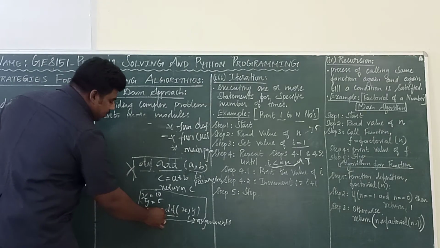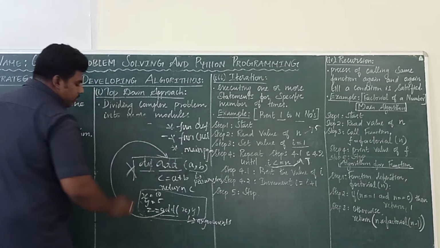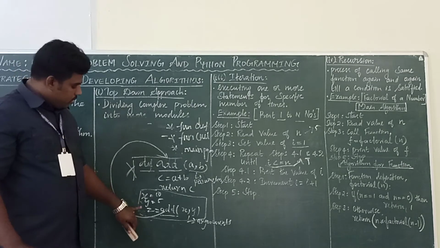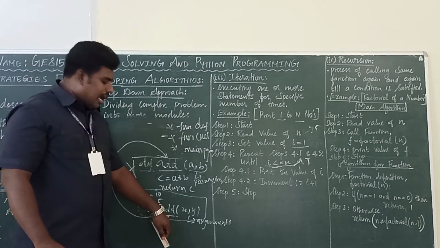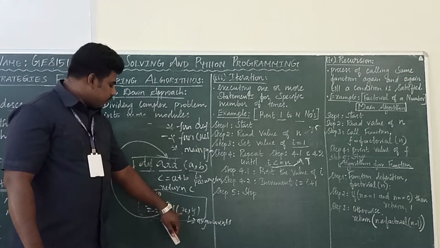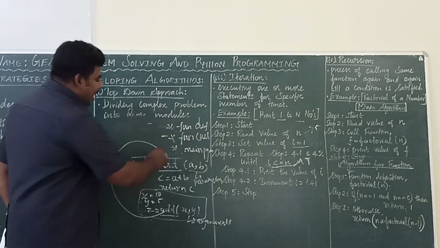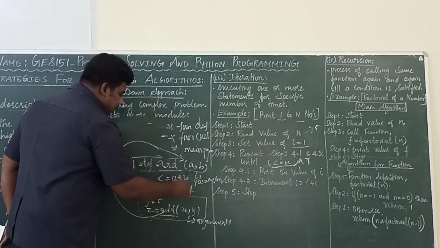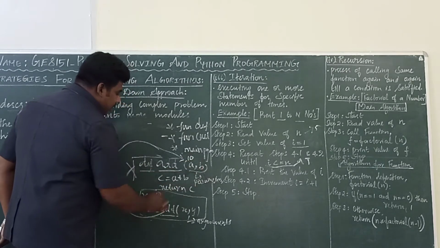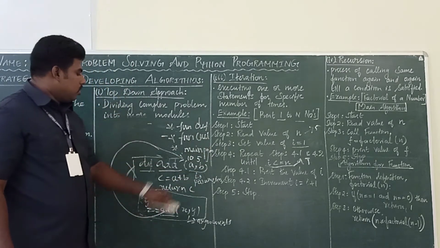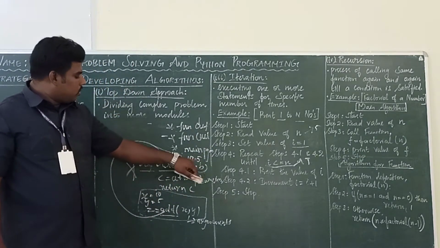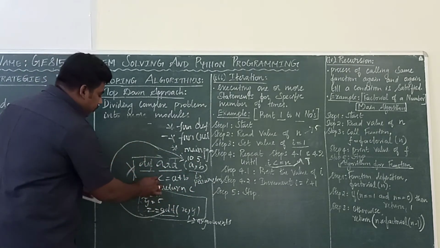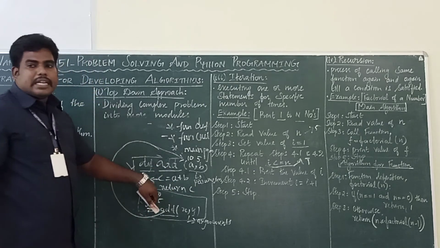Once this line is executed, the flow will come here. First x value equal to 10, y value equal to 5, then z equal to add of x comma y. What's the x value? 10 comma 5. That 10 comma 5 will be mapped here. The x value is mapped here and the y value is mapped here. Now what's the addition? C equal to 10 plus 5, 15. Return C. Here the answer is 15, right?